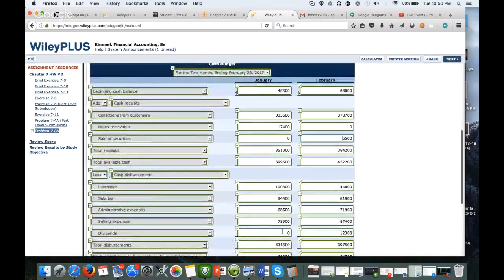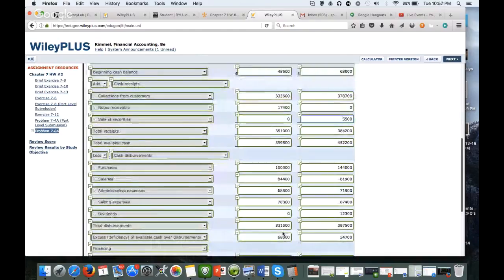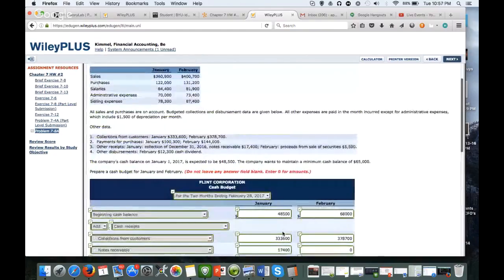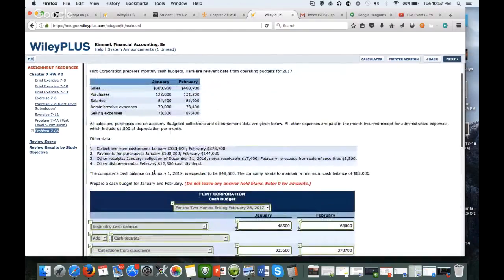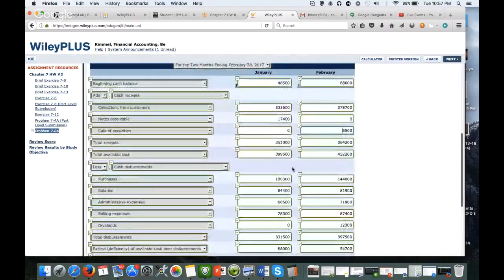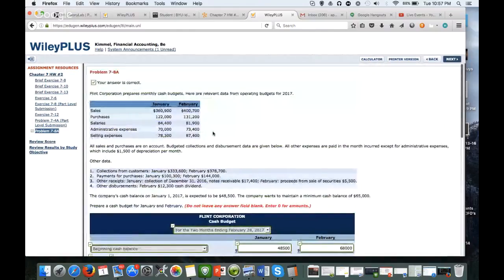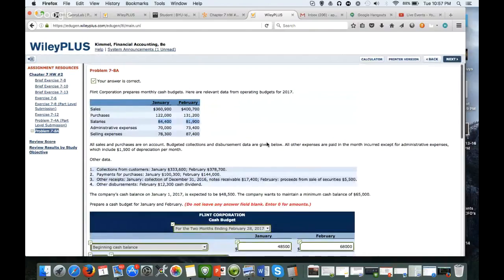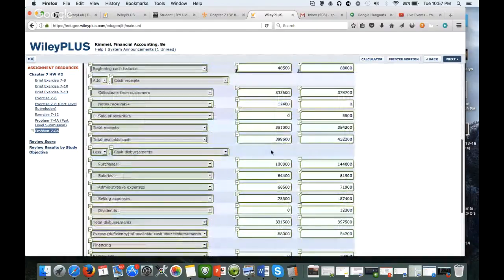Now we are going to go ahead and find our cash disbursements. The first thing we are going to add to this area is our payments for purchases: January 100,300, February 144,000, and we will place these values respectively in their columns. Next is our salaries, and we'll find them up here: 84,400, and in February 81,900. So we come down here and plug those values in.